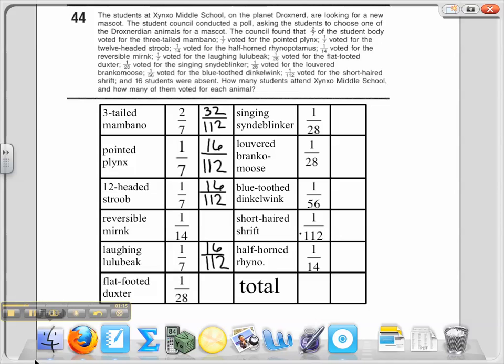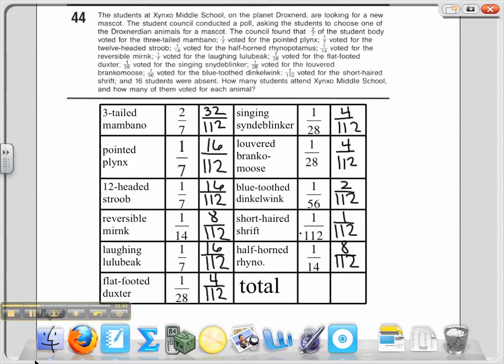I also know 1/14 would be equivalent to 8/112. I have another one over here as well. 1/28 is equal to 4/112, and I have a few of those. 1/56 is equal to 2/112, and the 1/112 is equivalent to itself.